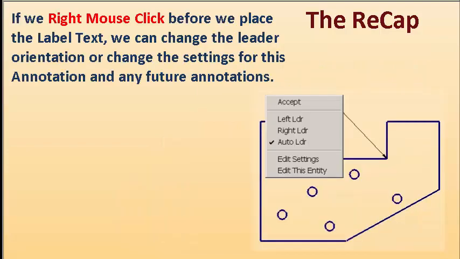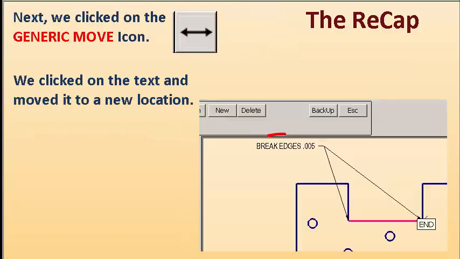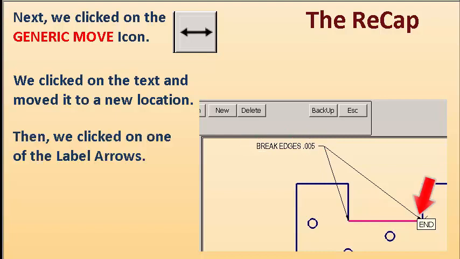If we right mouse click before we place the label text, we can change the leader orientation or change the settings for this annotation and any future annotations. After we placed the label, we clicked on the generic edit icon. This allowed us to make changes to the label. Next, we clicked on the generic move icon. We clicked on the text and moved it to a new location.